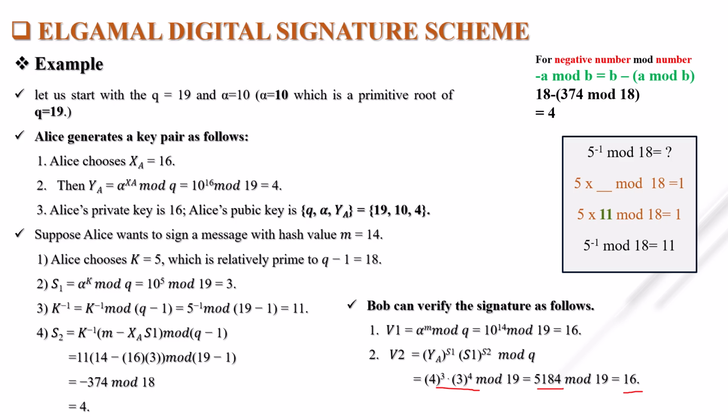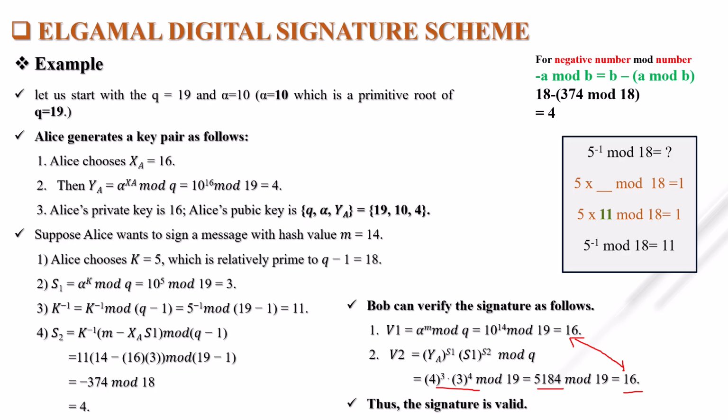Here you can check the value of V1 is equal to the value of V2. So Bob can say the signature is valid and the message comes from Alice only. Okay, thus the signature is valid. So this is how the ElGamal digital signature works.